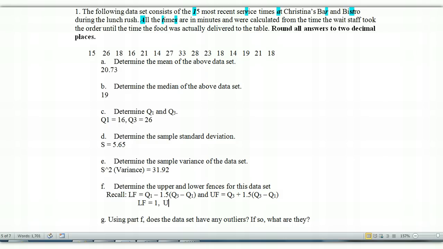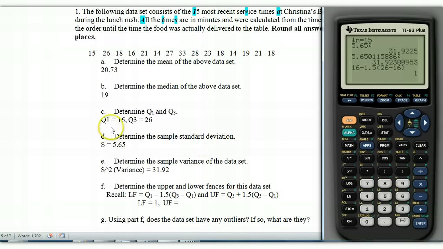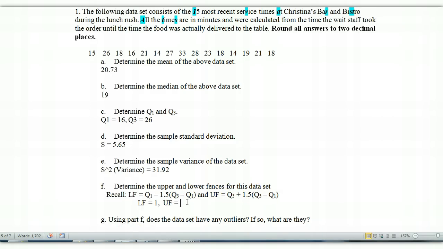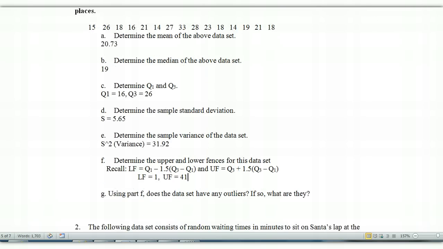And then your upper fence, same thing, just plug into the formula. Q3 this time that we start off with. So Q3 is 26. 26 plus 1.5, parentheses, 26 minus 16. We're just plugging in Q3 plus 1.5 times Q3 minus Q1, and we get 41 this time. So there's the lower and upper fence.